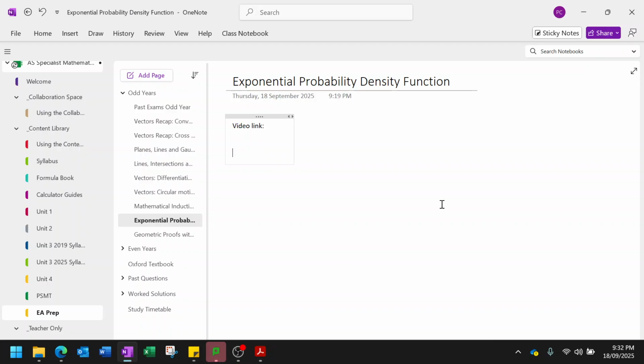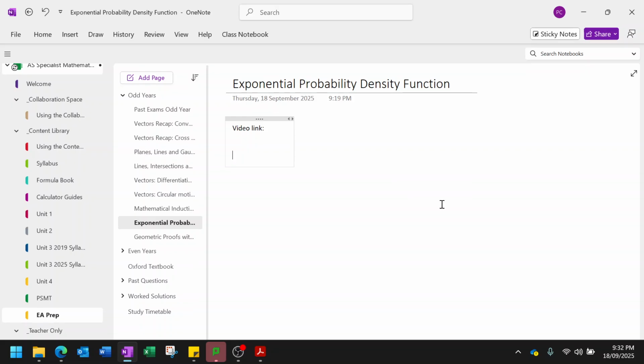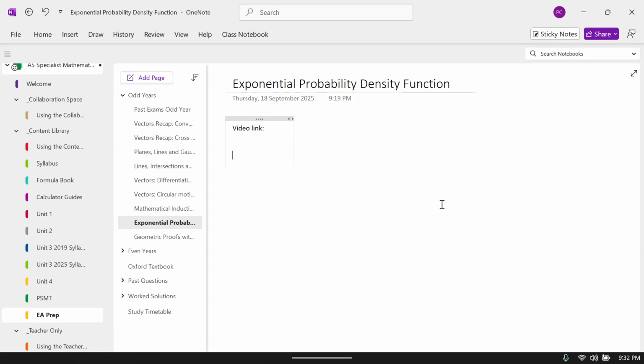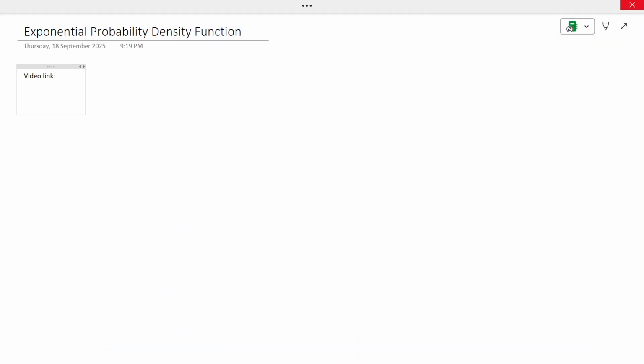Okay, welcome to a quick recap / how-to guide on the exponential probability density function.